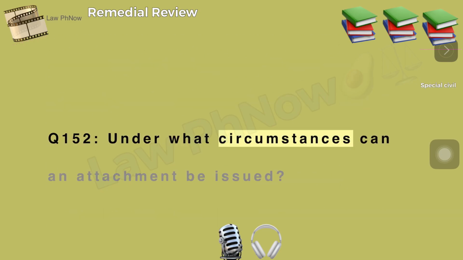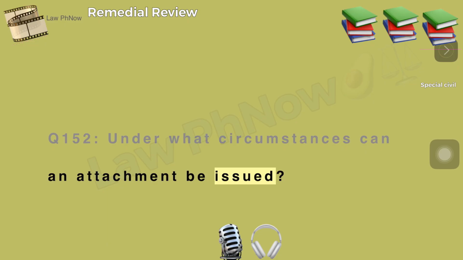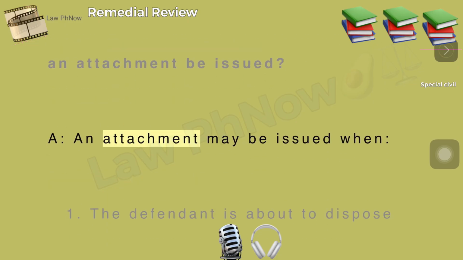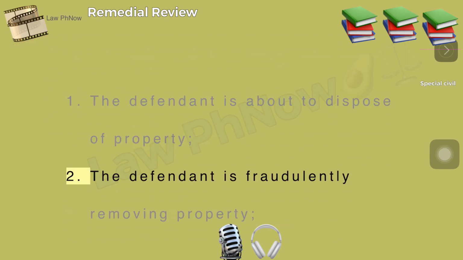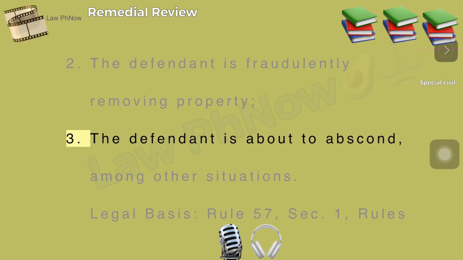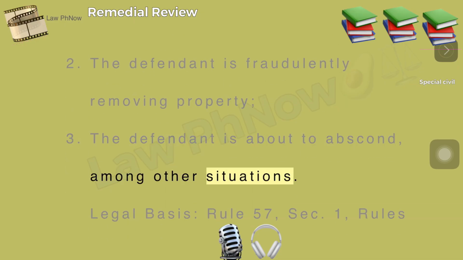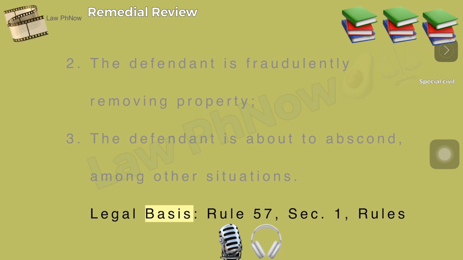Q152. Under what circumstances can an attachment be issued? A. An attachment may be issued when 1. The defendant is about to dispose of property. 2. The defendant is fraudulently removing property. 3. The defendant is about to abscond, among other situations. Legal basis, Rule 57, Section 1, Rules of Court.